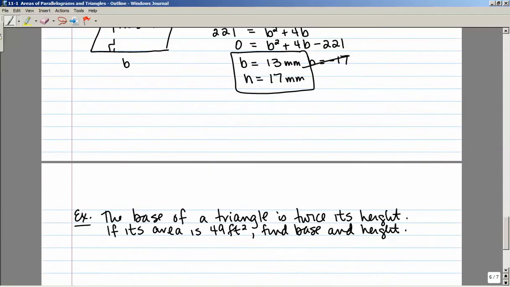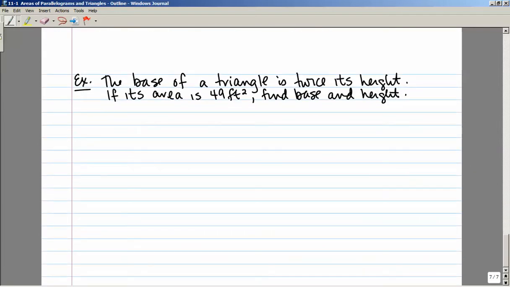Okay. And our last example involves a triangle. The base of a triangle is twice its height. If its area is 49 square feet, find its base and its height. So again, let's do a sketch. Here's my base. Here's my height. And it says the base is twice the height. The base is 2 times the height.